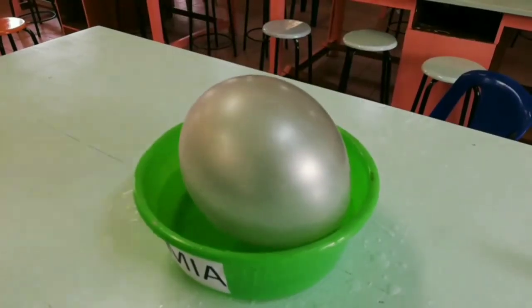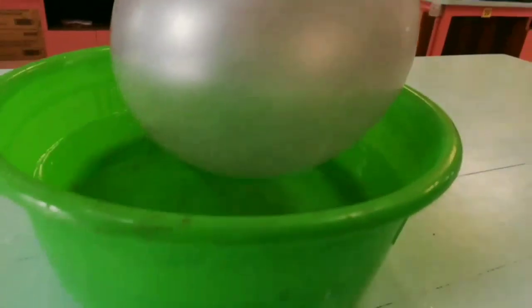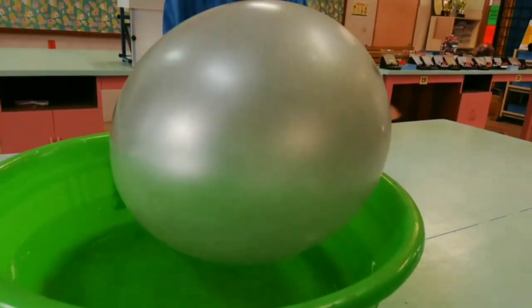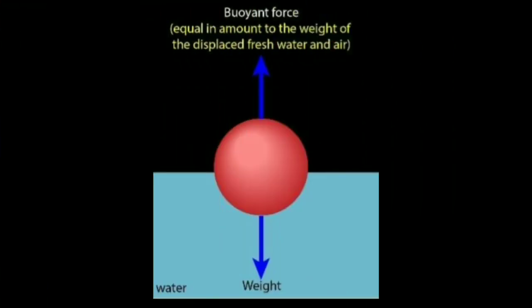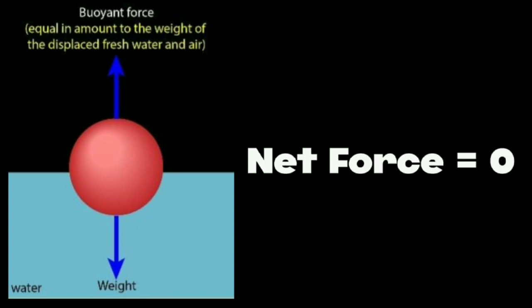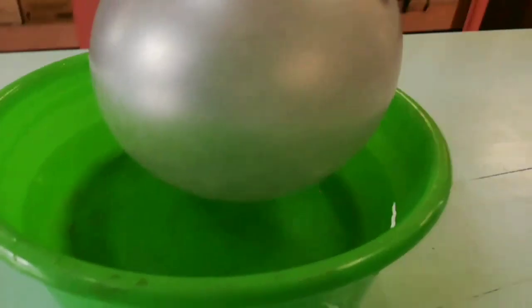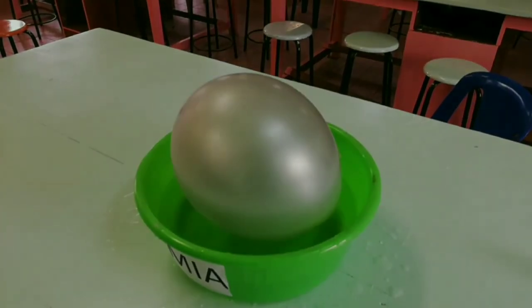Notice that the balloon floats on the surface. This is because the balloon is less dense than the water. And when it is submerged, the displaced water supplies enough buoyant force to counter the downward force, which is the weight of the object. Hence, the net force acted is zero, and the balloon remains afloat on the surface of the water at a constant level.